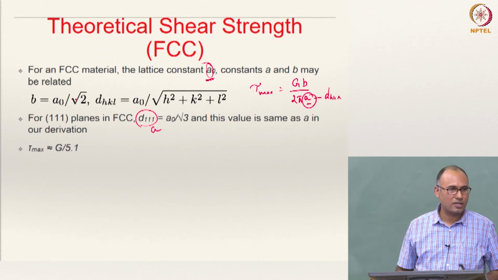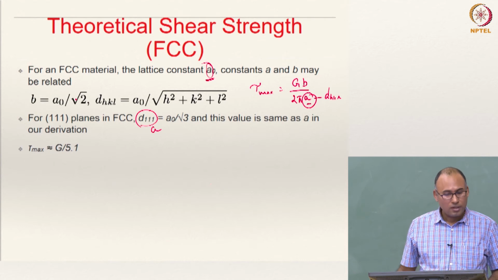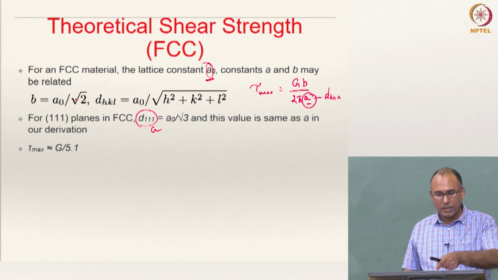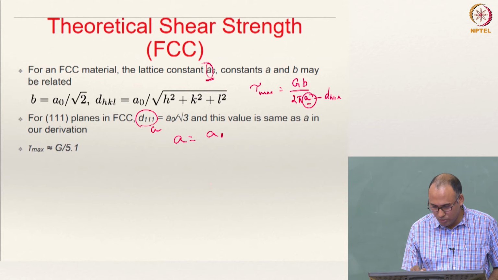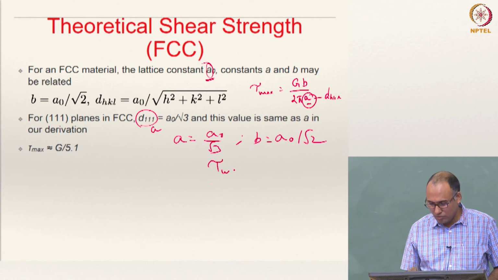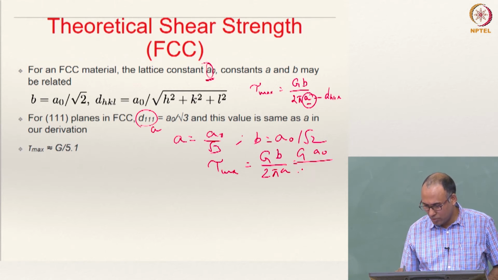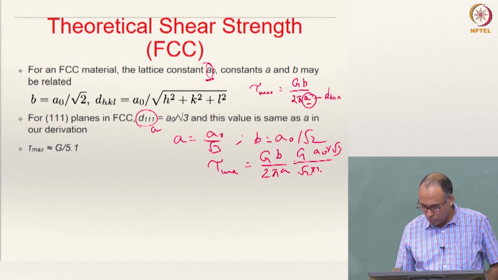Interatomic spacing you calculate. I am not going to show you how, but you have to calculate. It is very easy to see. Then you substitute the value of b in terms of a0, and a is also written in terms of a0. This is a equal to a0 by root 3, b equal to a0 by root 2, and then tau max equal to Gb by 2 pi a, that is G a0 by root 2 root 3 2 pi a0.